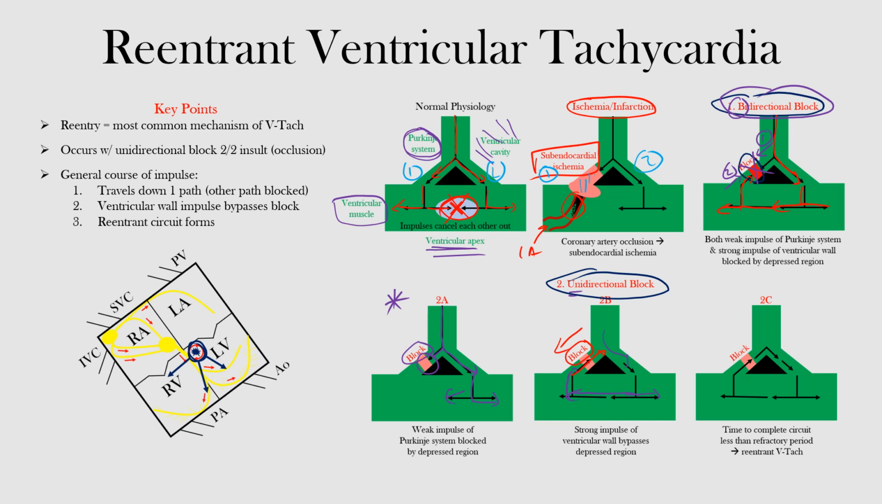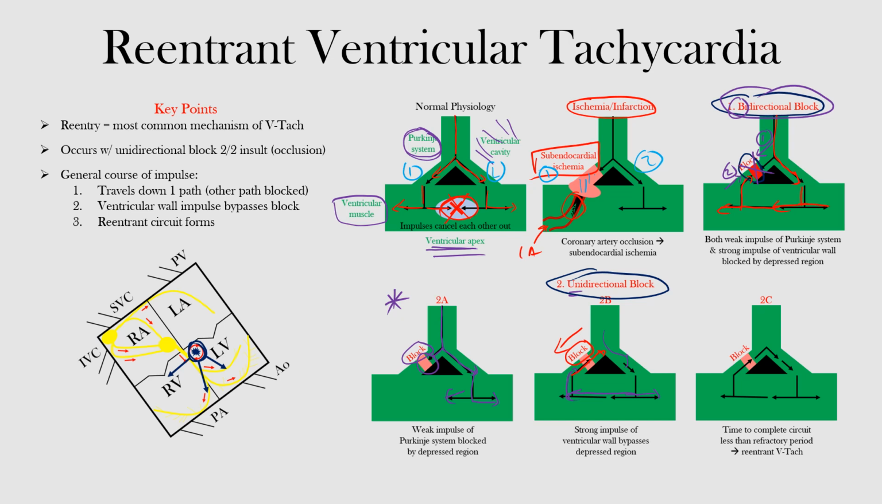Now with a bidirectional block, there's essentially one pathway system, and therefore no reentry circuit can be created. However, with a unidirectional block, we have the potential for a reentry circuit to develop. In other words, because the stronger ventricular impulse was able to make it through retrogradely, if the time needed to complete the circuit is less than the refractory period, then a reentrant arrhythmia can result. And in this case, that would be a reentrant ventricular tachycardia.